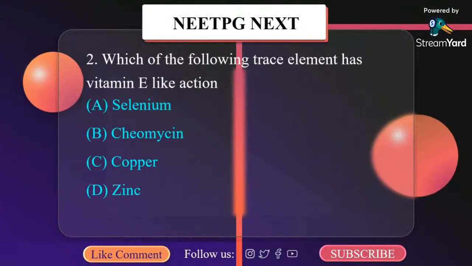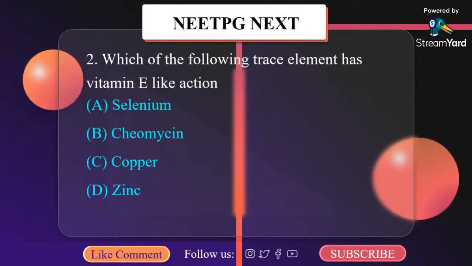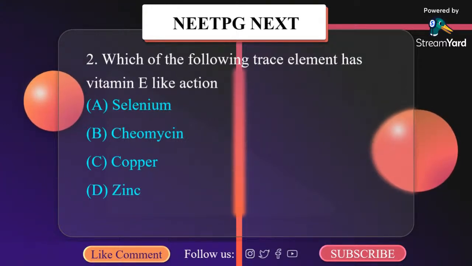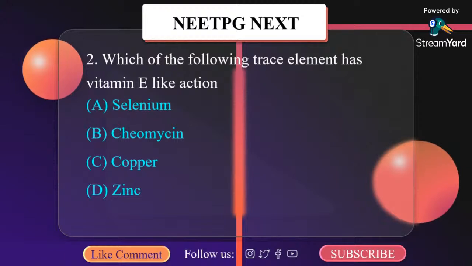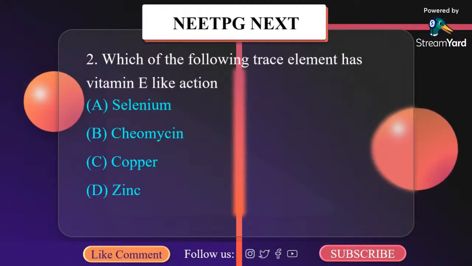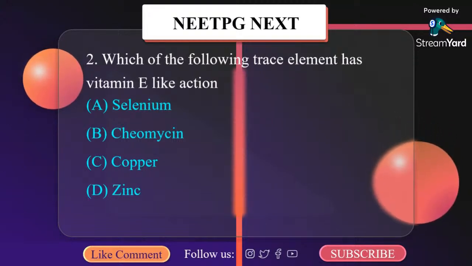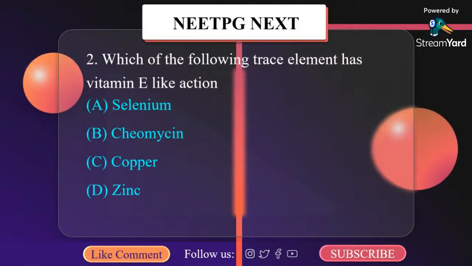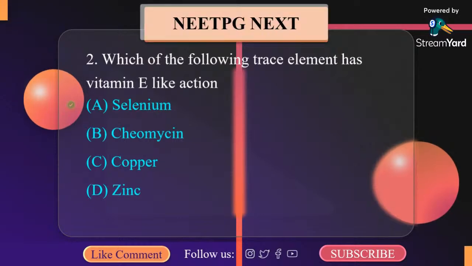Which of the following trace elements has vitamin E-like action? A. Selenium. B. Germanium. C. Copper. D. Zinc. Selenium has a vitamin E-like action. Selenium deficiency causes Keshan disease. Keshan disease is a cardiomyopathy endemic in China. What is Kashin-Beck disease? Kashin-Beck disease is endemic osteoarthritis. Human milk is rich in copper, selenium, and cobalt, but human milk contains less sodium.